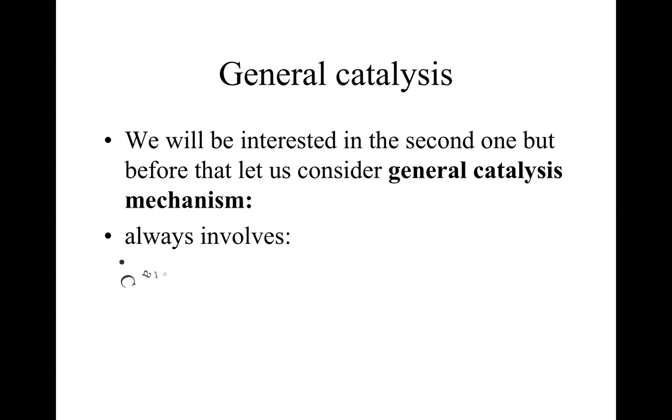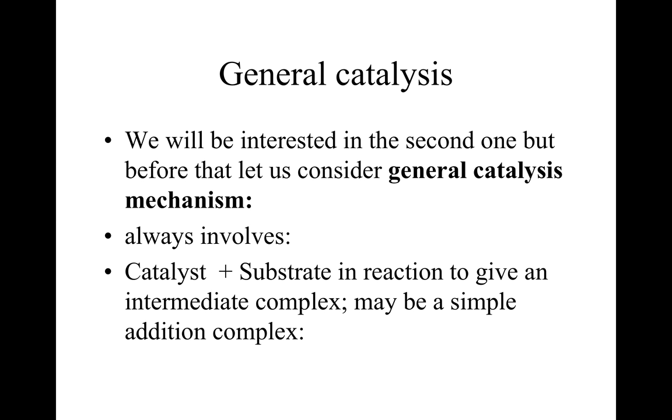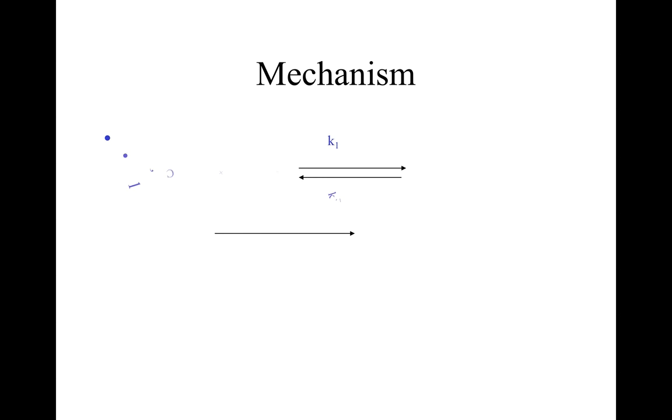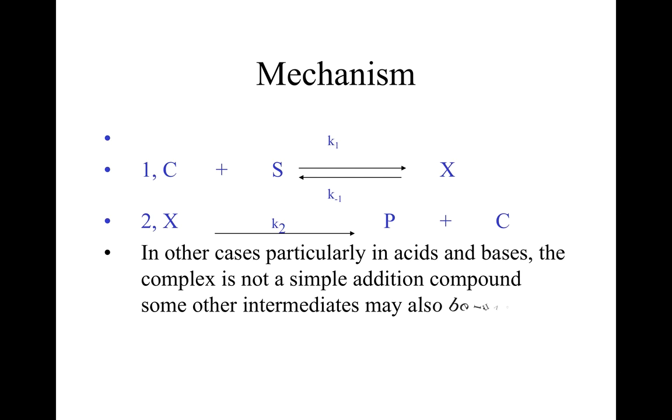It always involves a catalyst plus a substrate in reaction to give an intermediate complex, which may be a simple addition complex. For instance, catalyst plus substrate in an equilibrium reaction to give an intermediate complex X. And step two, the X then breaks down to give the products and regenerate the catalyst. In other cases, particularly in acids and bases, the complex is not a simple addition complex. Some other intermediates may also be involved.